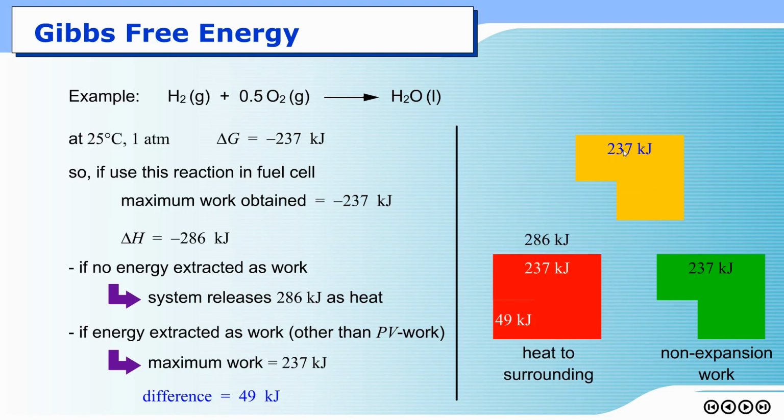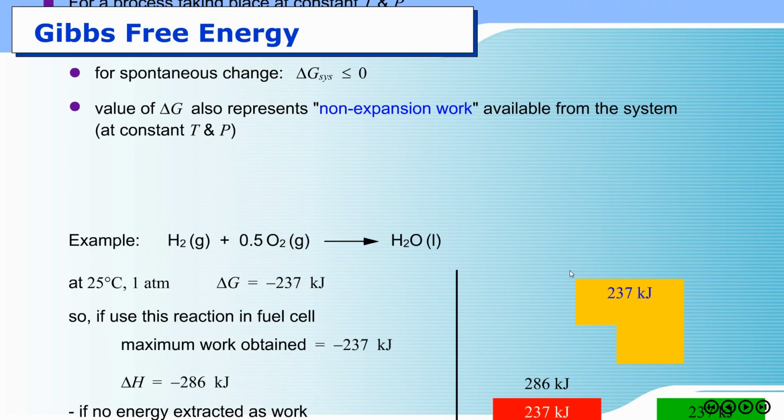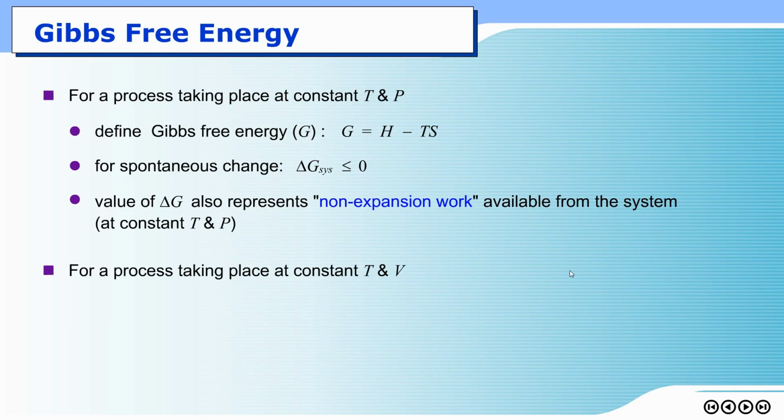If we release the rest of the 237 here as heat, this amount will be added to the 49 kilojoule that was already released as heat initially. So the total heat release will be 286 here, as calculated from delta H. So if we extract it as work, you get one number. As heat, you get another number. Again, heat and work are not equivalent.